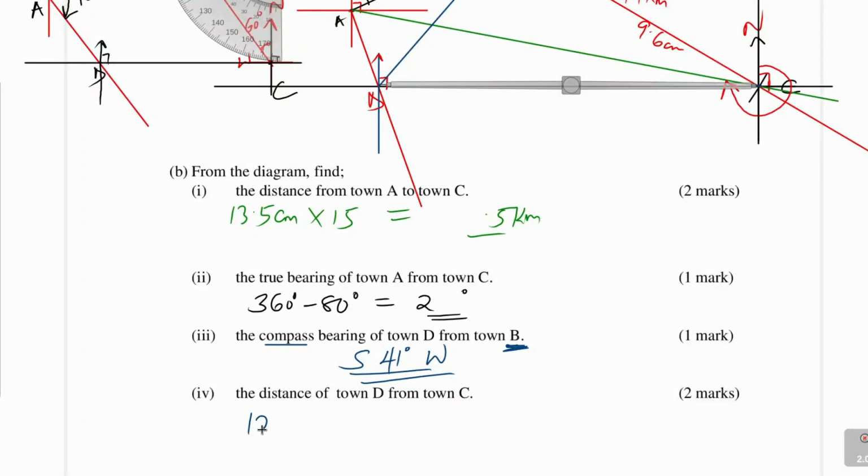So this is 12.4 centimeters. There's always a small allowance given, plus or minus 0.1. Then you are supposed to give this in kilometers. Remember the scale, 1 centimeter represents 15 kilometers. So this will be 12.4 multiplied by 15, and that will give 186 kilometers. That is how you are supposed to solve that question on bearing.